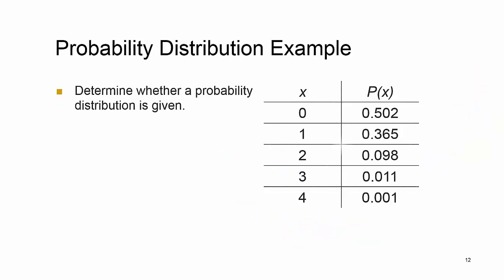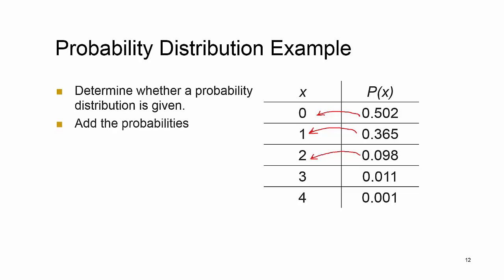So here's an example of a probability distribution, and we first want to determine if it is going to meet the requirements of a probability distribution. So x represents the values, and over here p of x is the probability of that x occurring. So these are the different probabilities associated with those values.